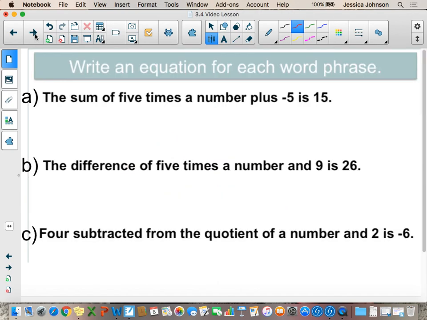All right, here's a couple more examples. I want you to pause the video right now and try these. When you're finished, go ahead and press play to reveal the answers. Okay, hopefully you got a chance to review those.